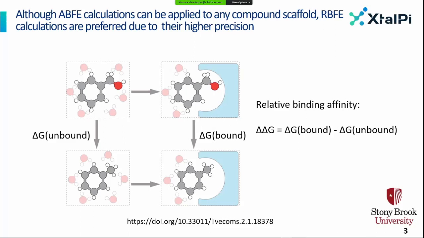For example, in this picture, this is an RBFE calculation. We will have the benzene ring as the unperturbed region in the RBFE calculation, and then we'll only perturb the hydroxyl group into the hydrogen in this thermodynamic cycle.